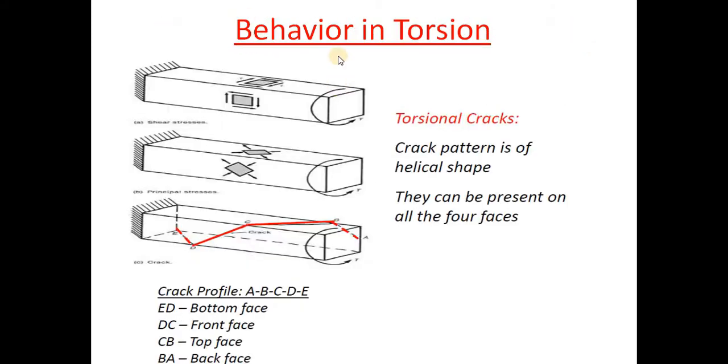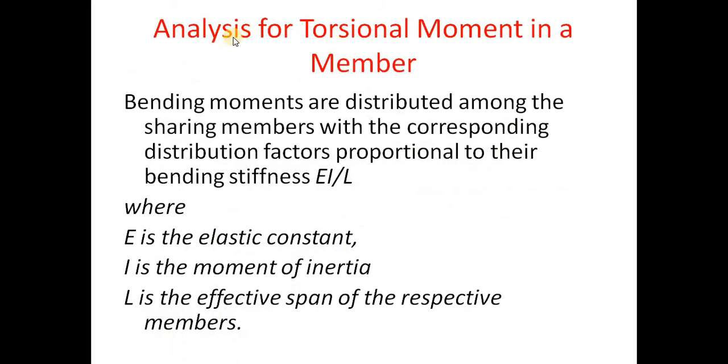So whenever there is some torsion induced in the structure, how do we analyze for that torsional moment in a beam? The analysis is very simple. Bending moments are distributed among the sharing members. So the moment distribution method, another method you have already studied. Based on that, this bending moment is distributed among the sharing members according to their distribution factor. This DF, distribution factor, which you have already studied, is proportional to their bending stiffness, that is EI by L. So this bending moment is going to get distributed in this manner.